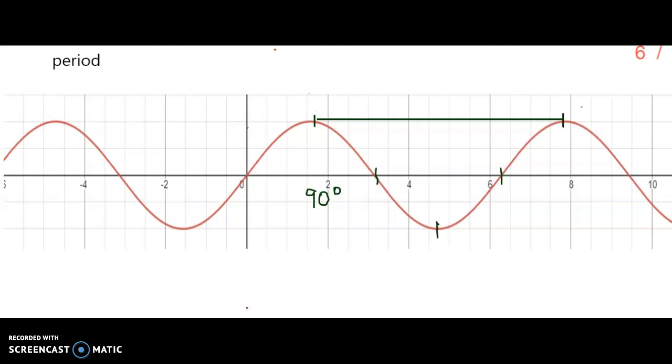Now we're going to talk about the period. Okay, so a period is a distance between peaks. Normally that's how it's defined. So it's from peak to peak. You're trying to determine what that distance is.